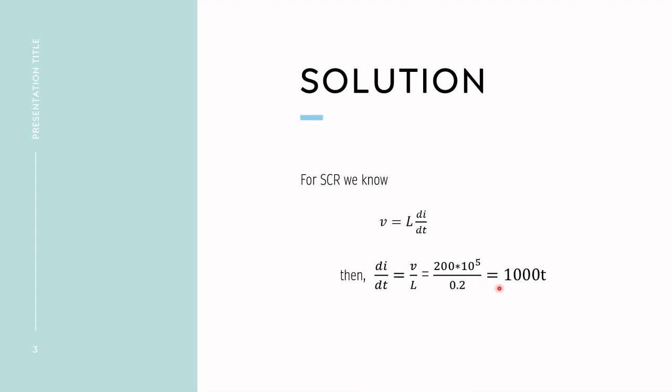So we get 1000 t. This t value is equal to the latching current, that is 3 milliampere. So here we write 3 into 10 to the power minus 3. So from here we get t value. t value is 3 into 10 to the power minus 3 divided by 1000, that is equal to 3 microsecond. So the right answer is 3 microsecond. Okay.